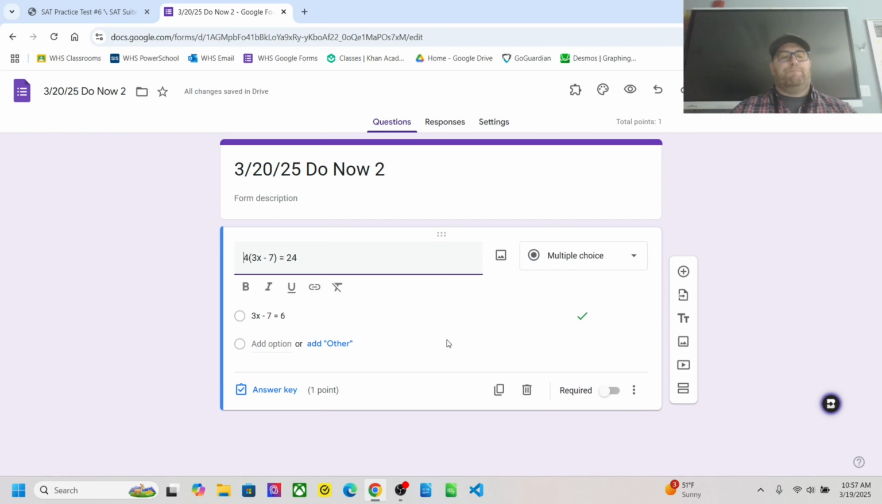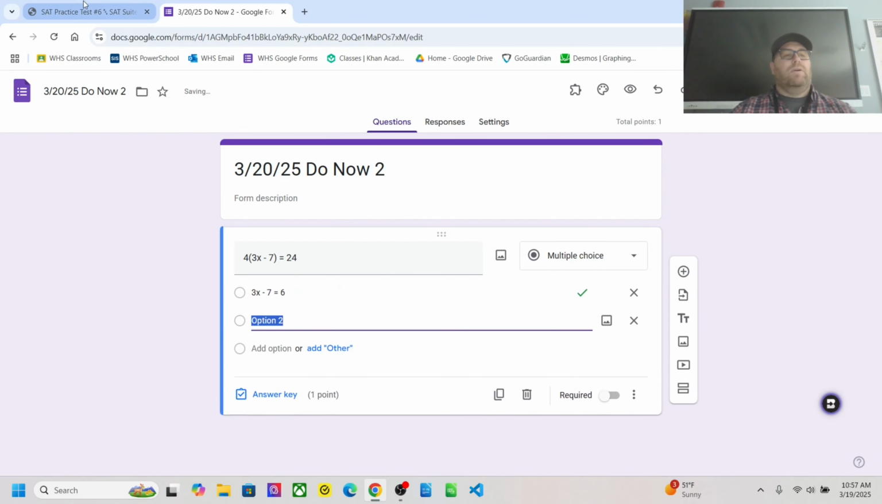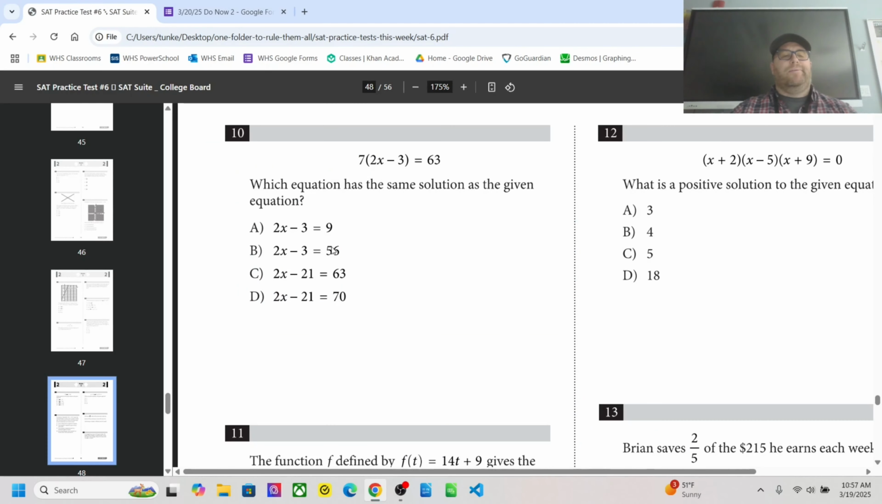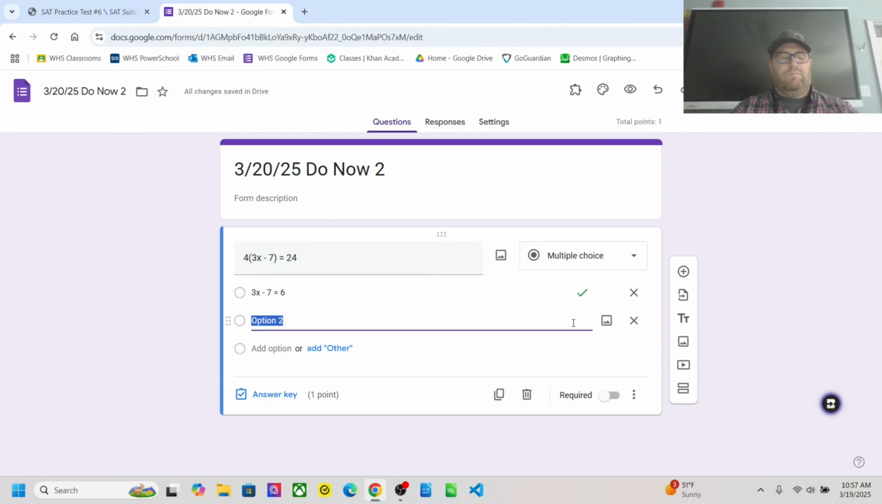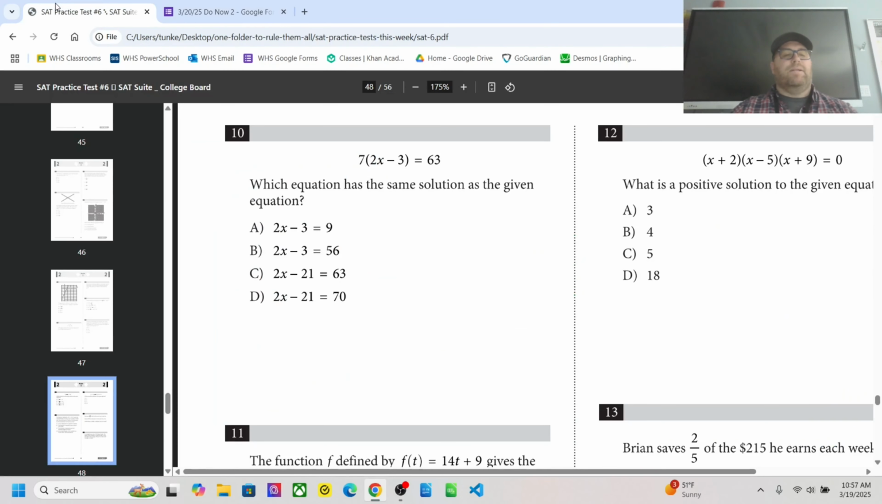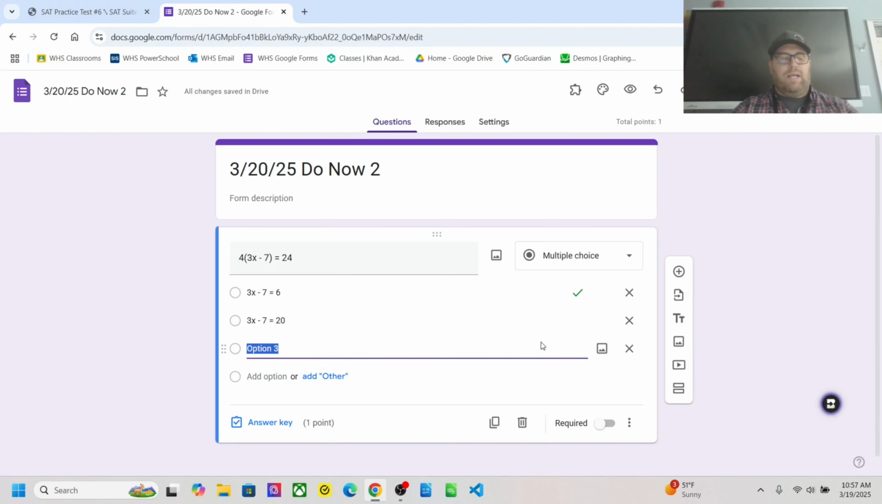And then let's give some other answers. So this second answer here, again, they subtract 7 from 63. So we could do 3x minus 7 equals 20. Minus 7, not minus y. You want to proofread these, of course. Next one, let's see, what do they do here? They multiply the 7 by the 3. So we could say 3x minus 28 equals 24.